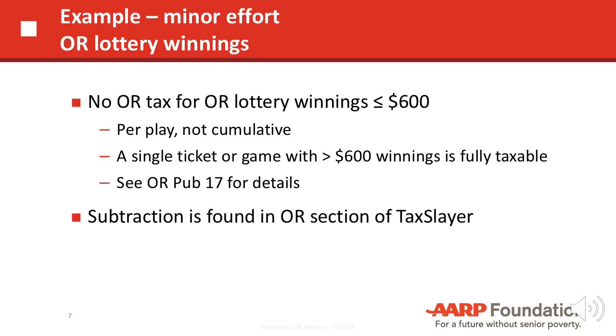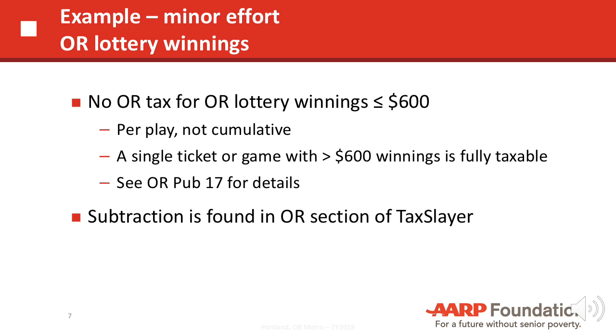We'll use the example of Oregon lottery winnings. At the federal level, all lottery winnings will be taxable. However, Oregon will let you subtract up to $600 of winnings per play from the Oregon lottery. And take a look at the rules around lottery winnings, and recall what we discussed in the last module about what we're classifying as minor effort.